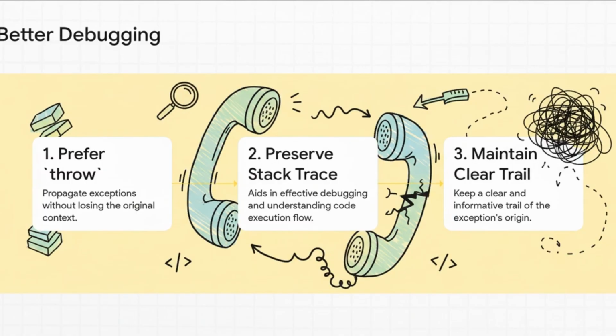So, the path to better debugging and much more robust software is actually pretty simple. 1. Always choose throw over throw X when you need to rethrow an exception. This makes sure you 2. Preserve the original stack trace so you can 3. Maintain a clear trail right back to the source of the problem.